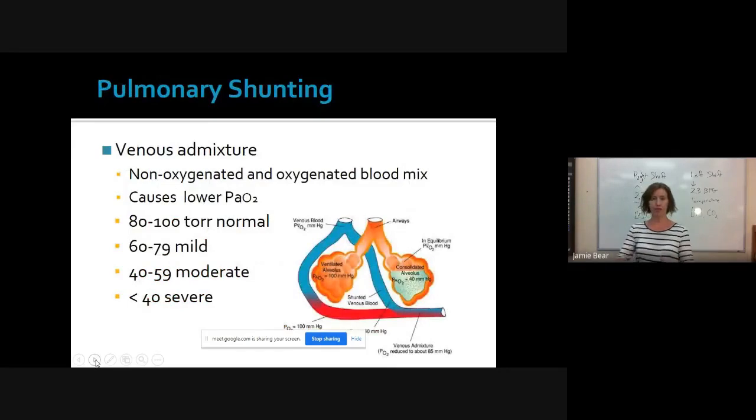So you're going to hear the term venous admixture, and that just means a mixing between non-oxygenated and oxygenated blood. So it's just a mix. And it will lower the arterial oxygen pressure. Normal value for a PaO2 or arterial oxygen pressure is 80 to 100. 60 to 79 is considered mild. 40 to 59 is called moderate. And less than 40 torr of oxygen is severe. And the term we're going to use for that is hypoxemia. So normal, mild, moderate, or severe hypoxemia.